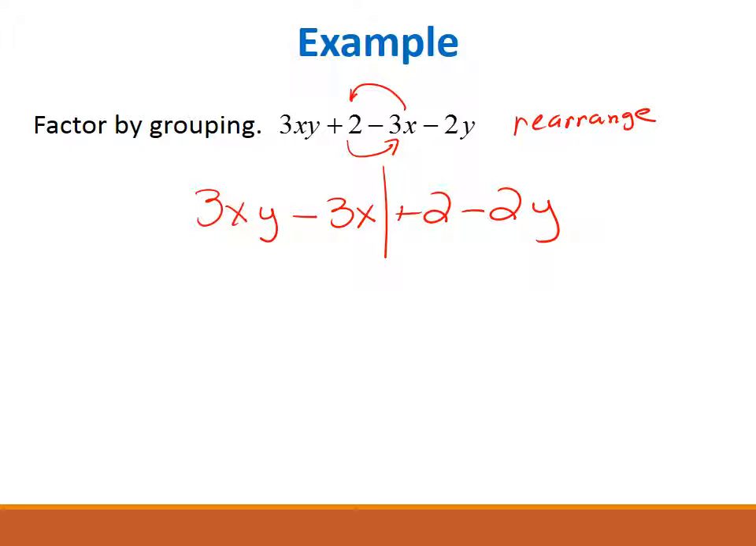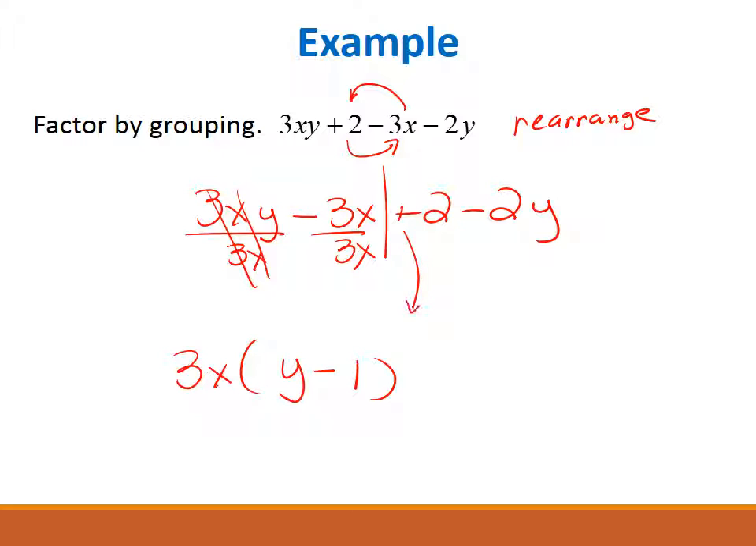Let's try separating the polynomial now. I can see quickly that 3x is the greatest common factor for the front half of this polynomial. If I divide this out, I see I have y minus 1. Then in the back half, I quickly see, after bringing down the plus sign, that I have a 2 that will divide out of both terms. And if I divide both those by 2, I have 1 minus y.